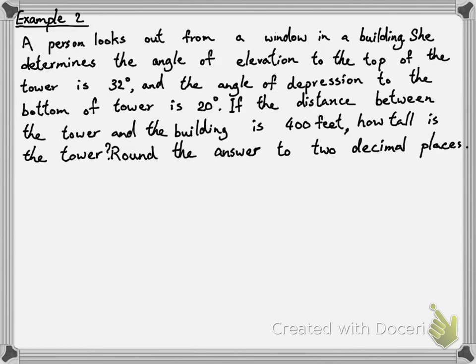Example number 2. A person looks out from a window in a building. She determines the angle of elevation to the top of the tower is 32 degrees, and the angle of depression to the bottom of the tower is 20 degrees. If the distance between the tower and the building is 400 feet, how tall is the tower? Find the answer to 2 decimal places.